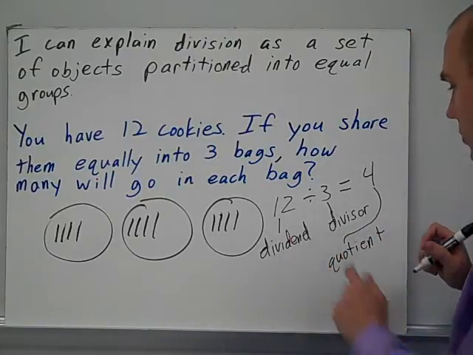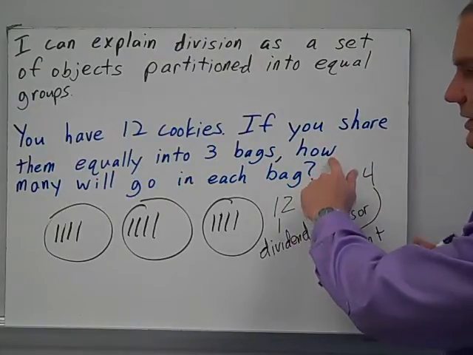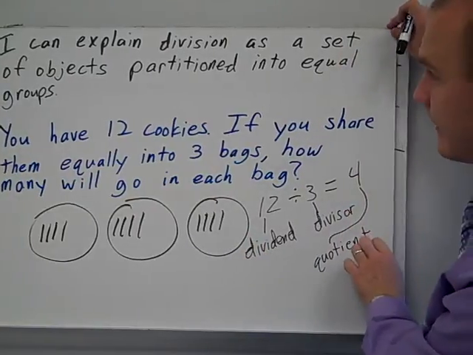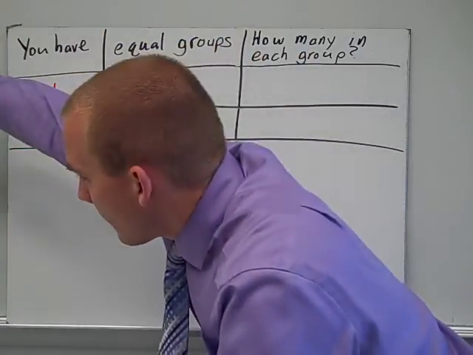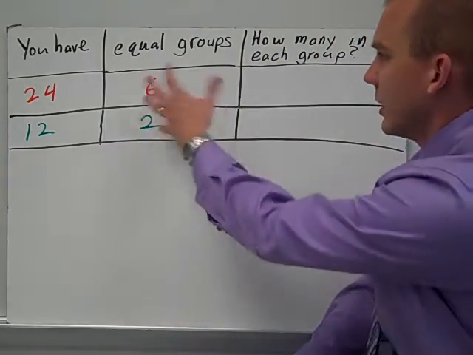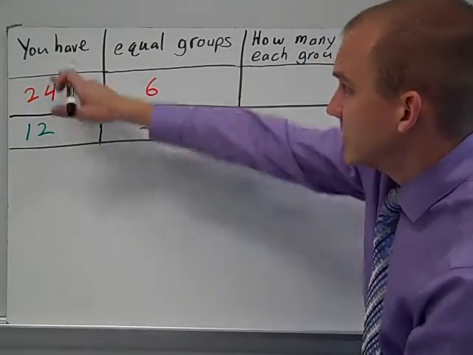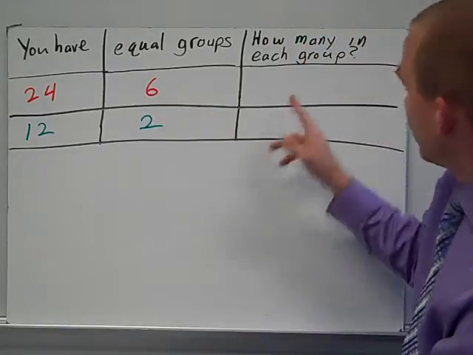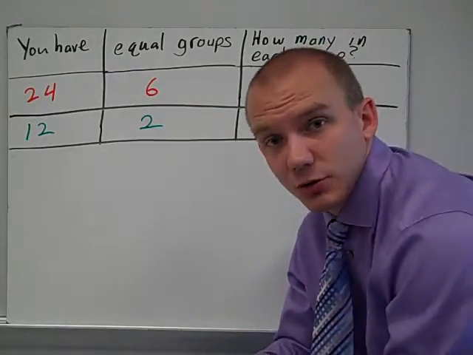Dividend, divisor, quotient. And your quotient is the answer, which in this problem is how many will go in each bag. 4 cookies. Let's take a look at other things you might have. Objects. You have 24 of something. Equal groups, 6. Well, how many are in each group?